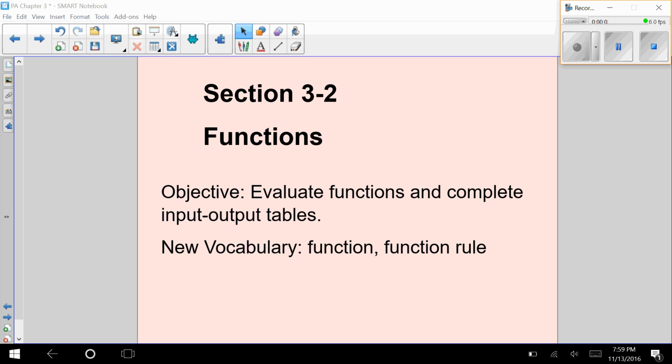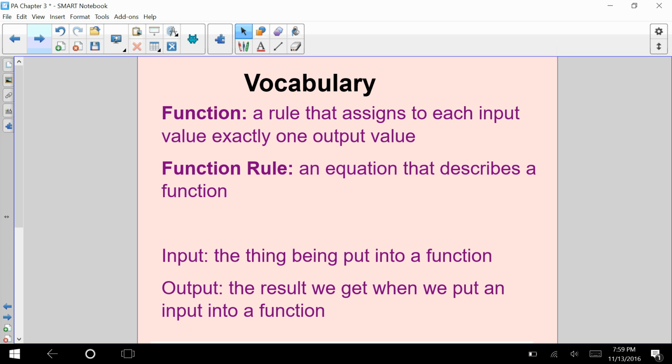This is section 3.2, functions. Our objective today is to evaluate functions and complete input-output statements. Let's start with vocabulary. A function is a rule that assigns to each input value exactly one output value. A function rule is an equation that describes the function.